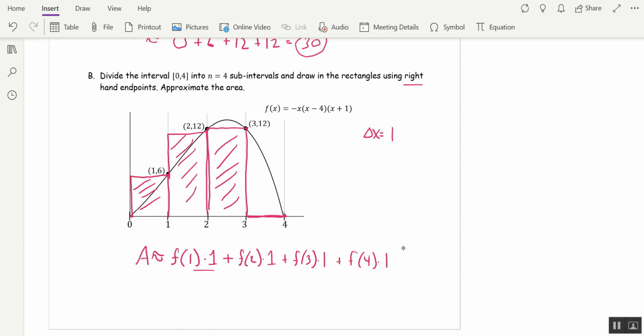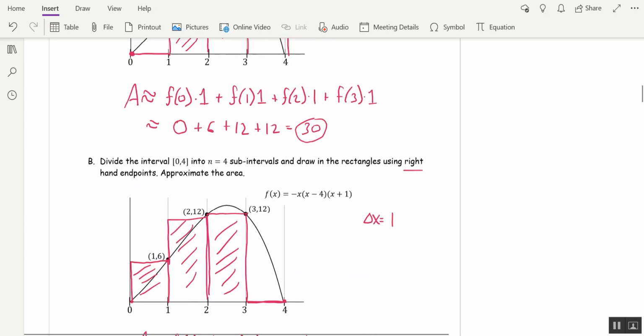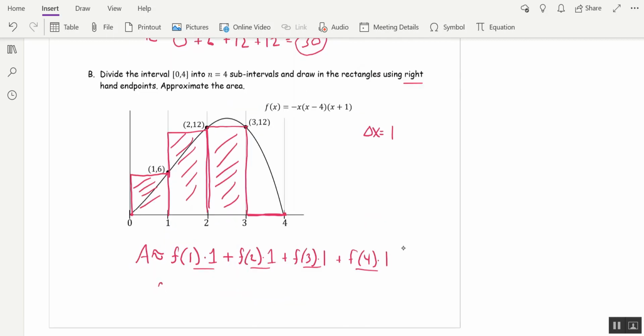So I still have 1, 2, 3, 4 rectangles like I did above, but the heights are determined at different points. All right, so f of 1 was 6, and then 12, and then 12, and then f of 4 is 0. I'm still getting 30. And that's not always the case. Sometimes you'll do right and left, and it will be a different number. So it's just coincidence that we're getting the same number in each case.